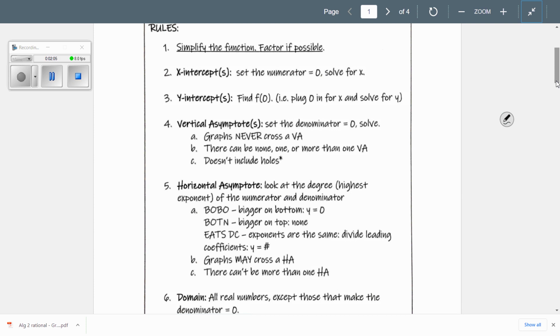Then, step number 5, horizontal asymptotes. We look at the degree, the highest exponent. Degree means highest exponent. Hold on. All right. The pledge is about to happen, but I'm going to get as much in as I can. So it says look at the degree, the highest exponent of the numerator and denominator. If it's bigger on bottom, y equals 0. If it's bigger on top, there is no horizontal asymptote. And it says EATS DC. Exponents are the same. Divide.